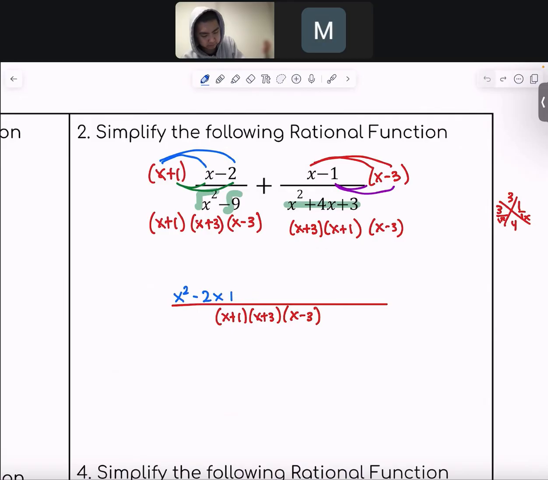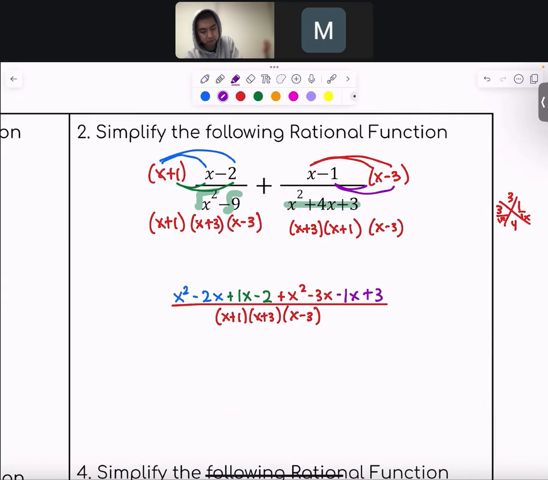Oh, I need to do my pathways. Green pathway, 1 times x is 1x, 1 times negative 2 is negative 2, right? Okay, now I'm going to do the red pathway and then the purple, okay? So x times x is x squared, x times negative 3 is negative 3x. Now we're doing purple. Negative 1 times x is negative 1x. Negative 1 times negative 3 is plus 3. So this is what I have.